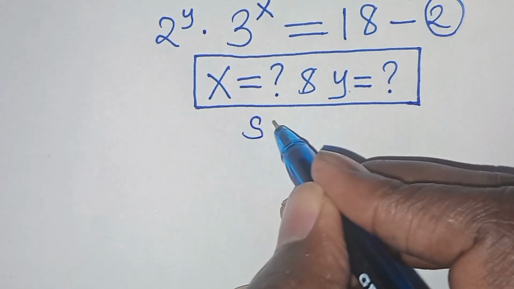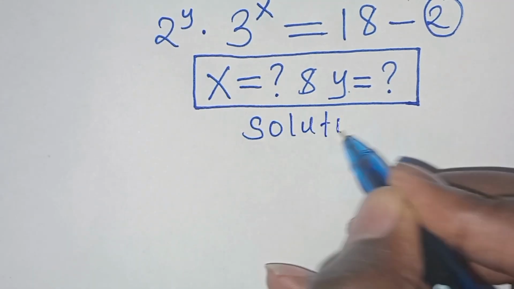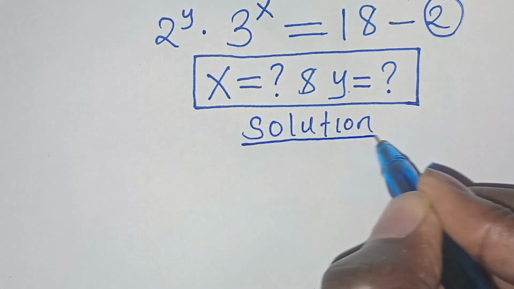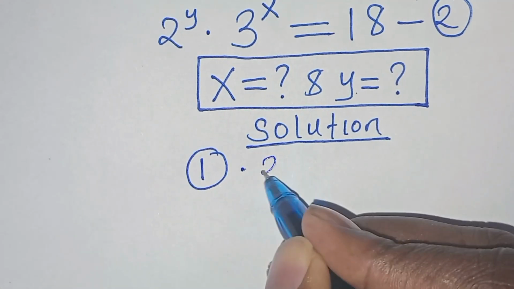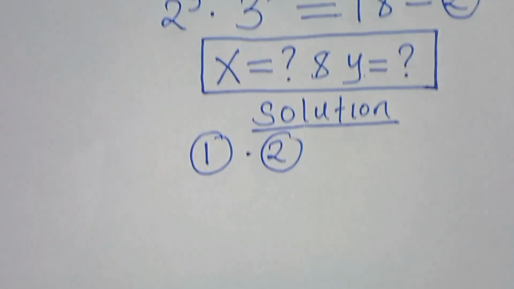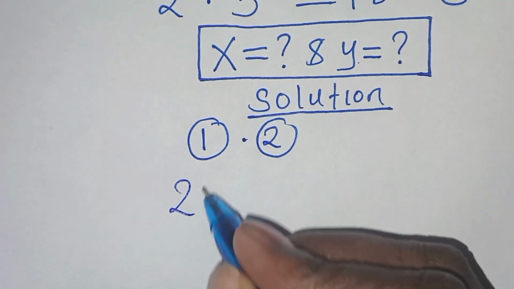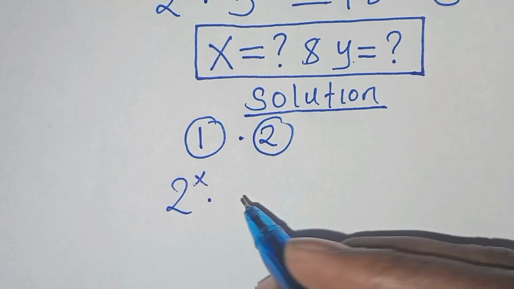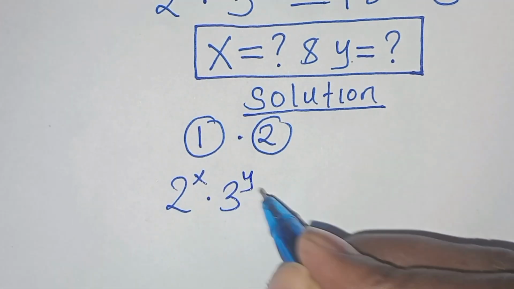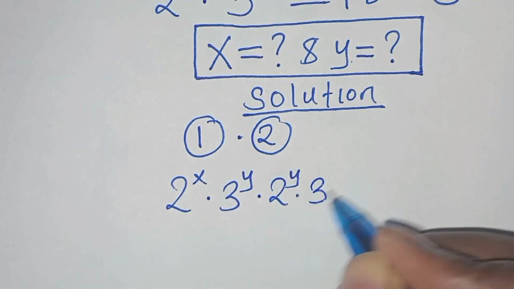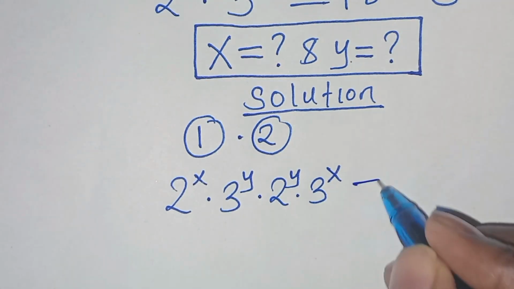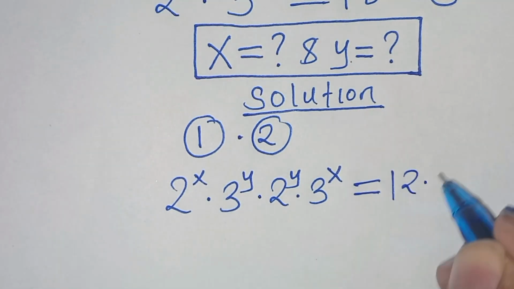Now, let's provide a solution here. The first thing to do here, let's multiply equation 1 multiplied by equation 2. So in this way, we'll have 2 to power x times 3 to power y times 2 to power y times 3 to power x. This is equal to 12 times 18.